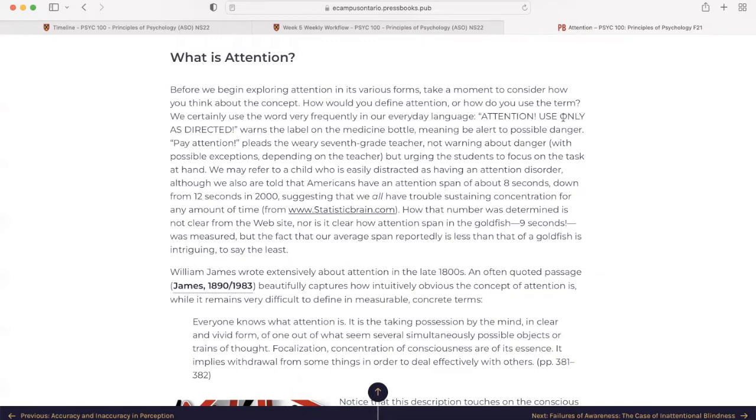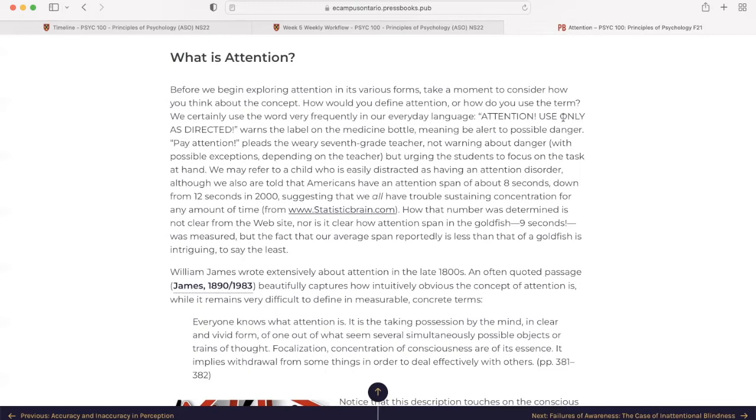Use only as directed, warns the label on the medicine bottle, meaning to be alert to possible danger. Pay attention, pleads the weary seventh grade teacher, not warning about danger, with the possible exceptions, depending on the teacher, but urging the students to focus on the task at hand. We may refer to a child who's easily distracted as having an attention disorder, although we are also told that Americans have an attention span of about 8 seconds, down from 12 seconds in 2000, suggesting that we all have trouble sustaining concentration for any amount of time.